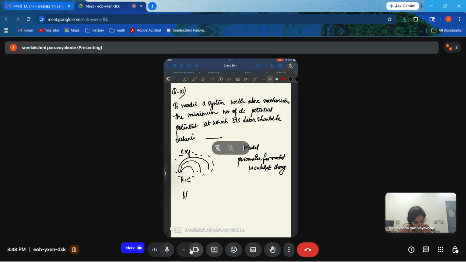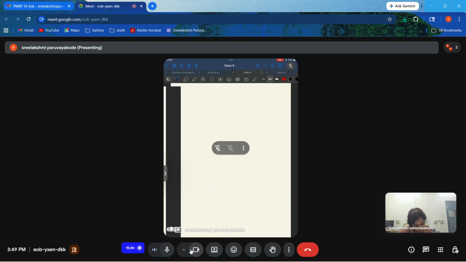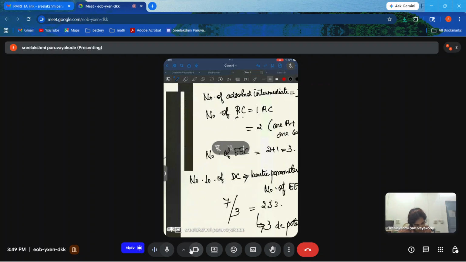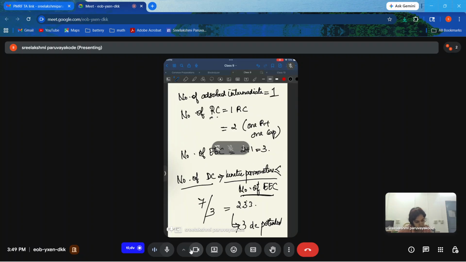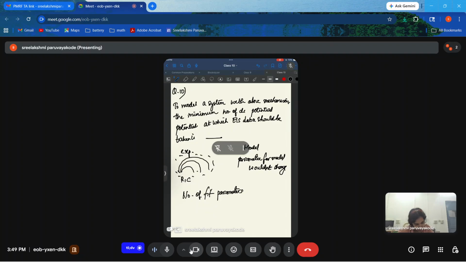number of experimental parameters, number of fit parameters. So they're the same thing, if you remember, and what I'm talking about is this one. Number of DCs should be such that the kinetic parameters are less than or equal to the number of equivalent electric circuit parameters. So for this one, it will require one set of EEC.